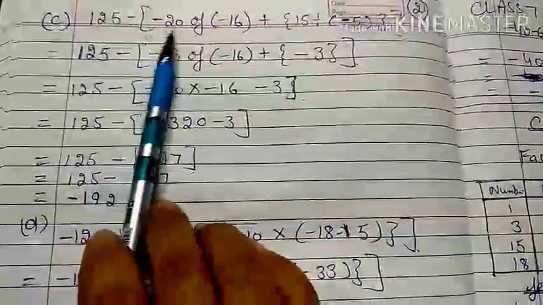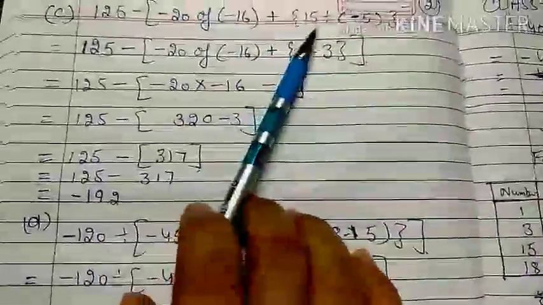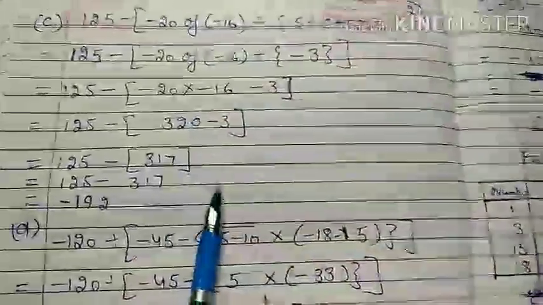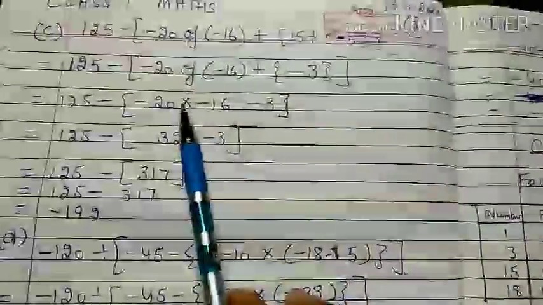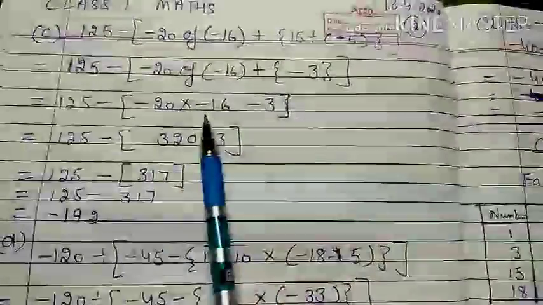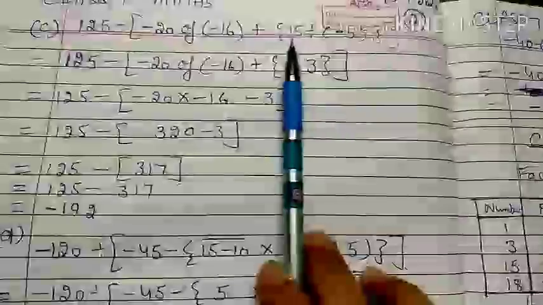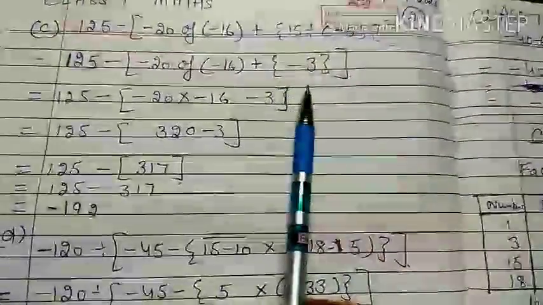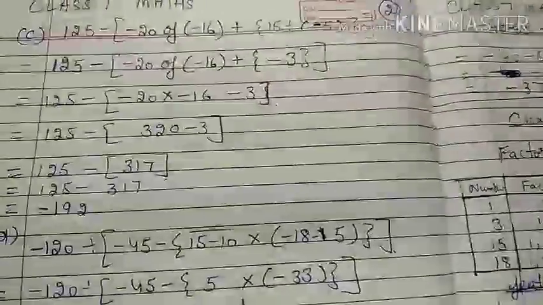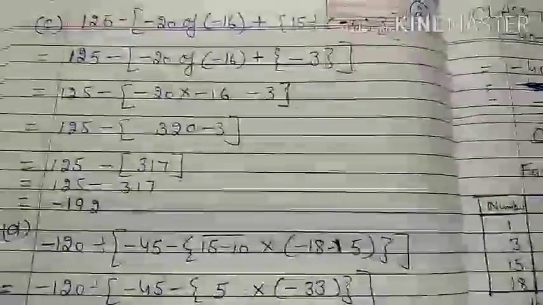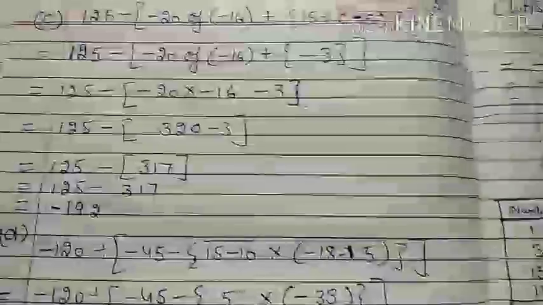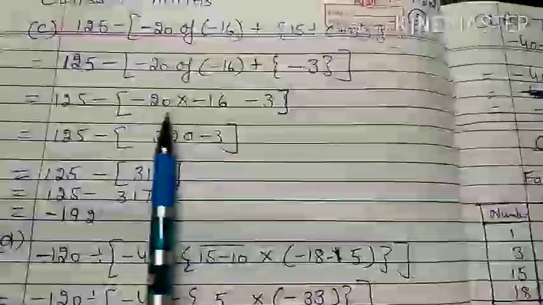125 minus 20 of minus 16 plus 15 divided by minus 5. First you have to solve this division, and here "of" changes to multiply. Minus 20 into minus 16, and 15 divided by minus 5 gives me minus 3, because I told you if opposite signs are there in division, your answer will be negative, and with the same sign after division, your answer will be positive. Here first you multiply.